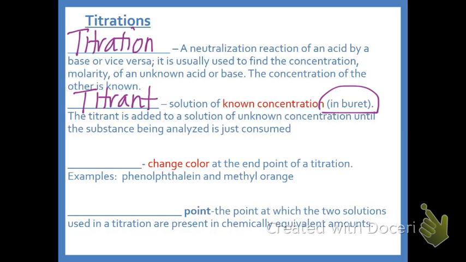The end point is the point at which that indicator changed colors. So for us, we're looking for green tomorrow. Most of you will probably get yellow. Titration is an easy technique, but it's got to be very precise at the end point. And usually kids get a little too hurried to try to finish it, and they overshoot the end point and they go to yellow. Okay?